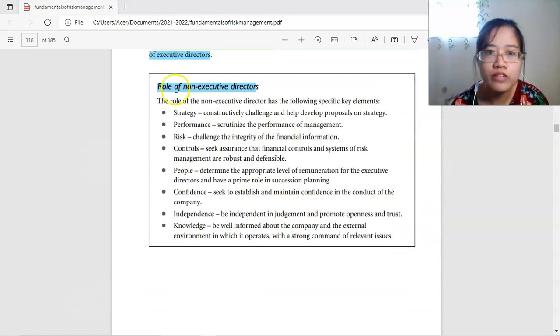Ayan. So, role of non-executive directors, itong mga nandito, strategy, constructively challenge and help develop proposals on strategy. Performance, scrutinize the performance of the management. Are they doing well or not? Call them out if they're not doing well. Risk, challenge the integrity of the financial information. Correct ba yan and complete. Control, seek assurance that financial controls and systems of risk management are robust and defensible. People, determine the appropriate level of remuneration for the executive directors and have a prime role in succession planning.